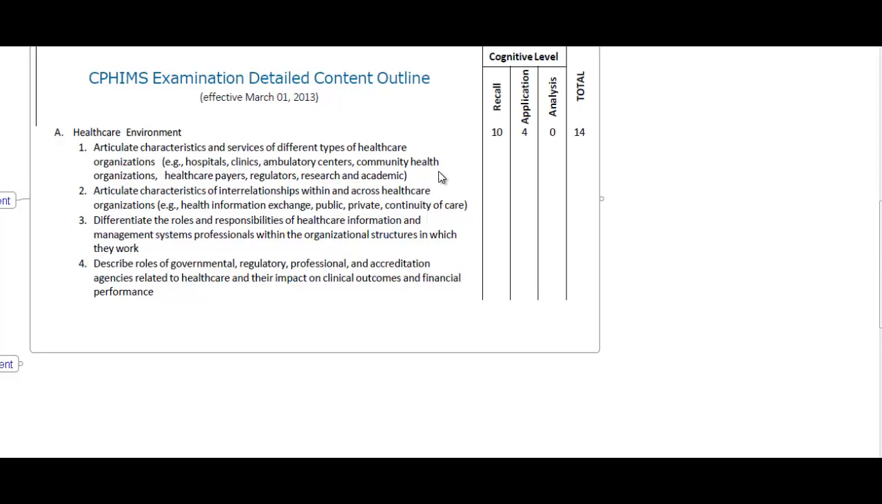Articulate characteristics of interrelationships within and across healthcare organizations, for example healthcare information exchange, public, private, continuity of care. Differentiate the role and responsibility of healthcare information and management systems professionals within the organizational structure in which they work, and describe the role of government, regulatory, professional and accreditation agencies related to healthcare and their impact on clinical outcome and financial performance. Now we'll explore each topic one by one.